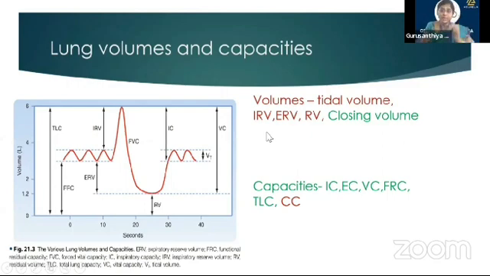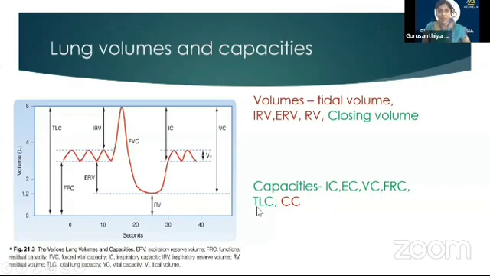Coming on to the static volumes, which are the lung volumes and capacities. There are 4 volumes and 5 capacities. The volumes include tidal volume, inspiratory reserve volume, expiratory reserve volume, and residual volume. Closing volume is somewhere new, and I'll discuss it later. The capacities include inspiratory capacity, expiratory capacity, vital capacity, functional residual capacity, and total lung capacity.